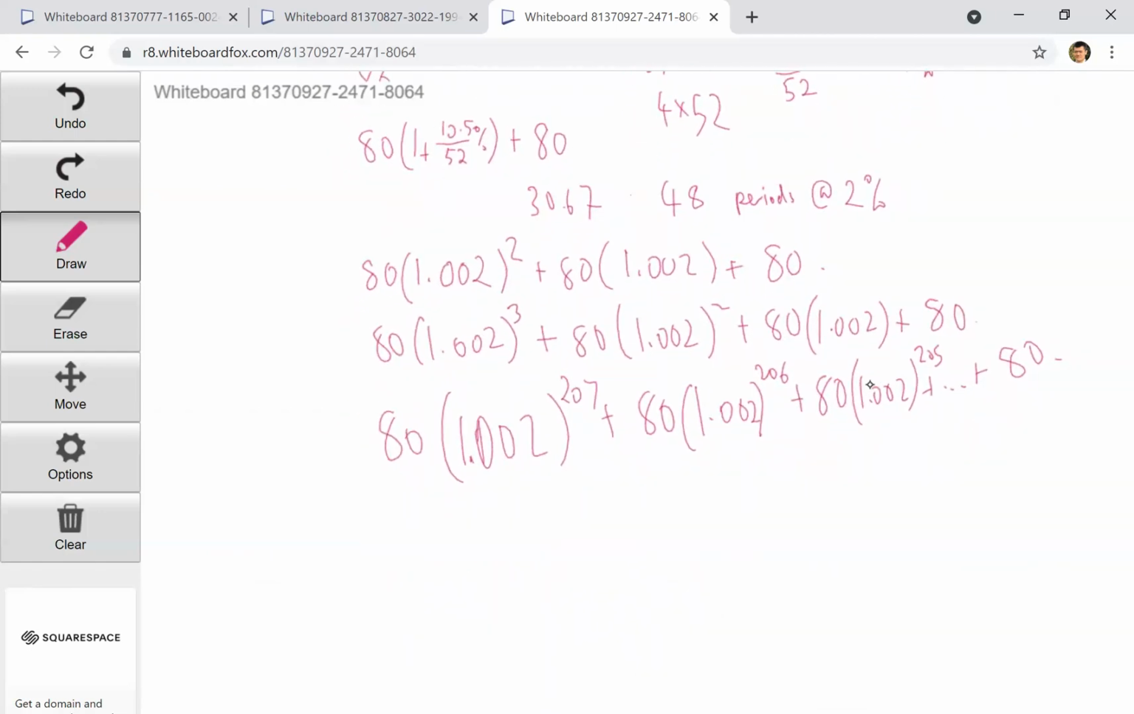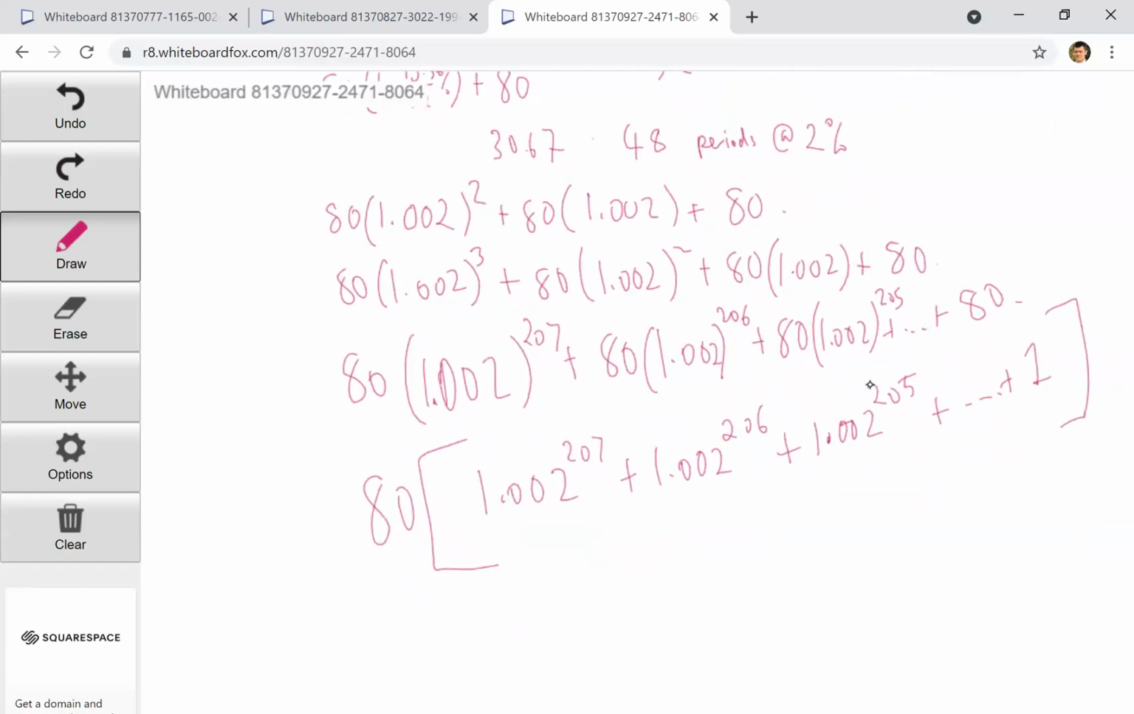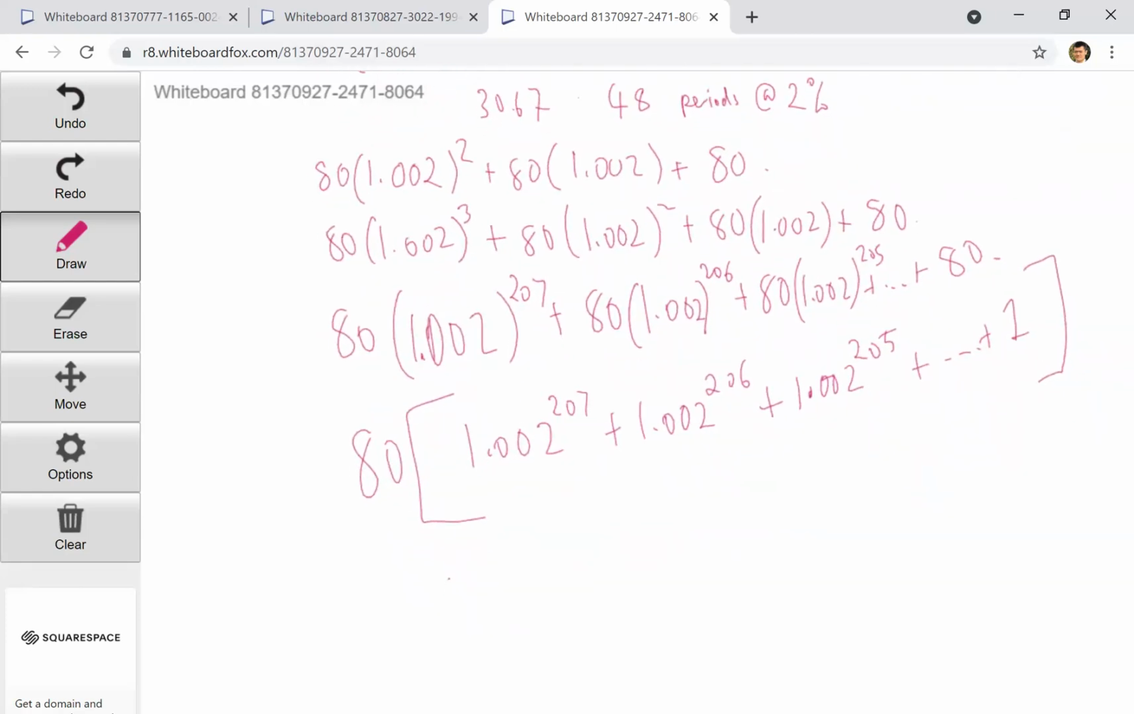Actually, I'm not sure if you're meant to know this, but it might be good for the sake of completeness. You can get a common factor of 80 out of all that, right? So you've got 1.002 to the 207 plus 1.002 to the 206 plus 1.002 to the 205, and you keep going all the way down to 1, right? And there's a formula for this, it's called a geometric series, okay? It's when the power is just increasing by 1 like that.